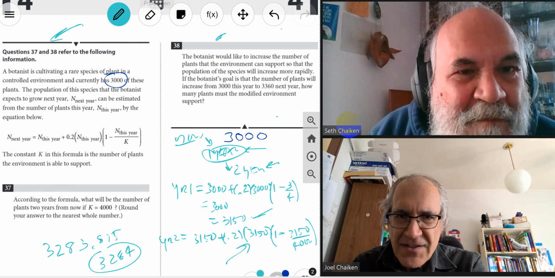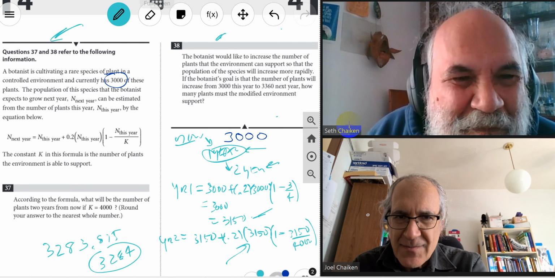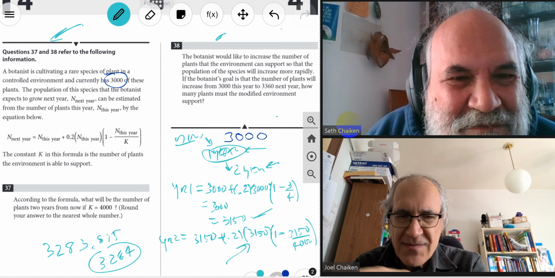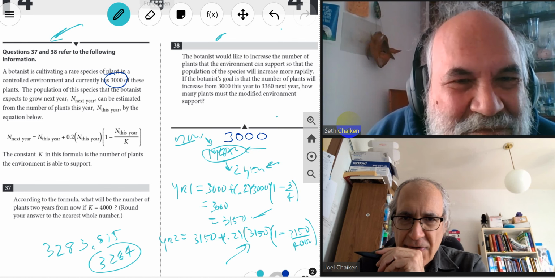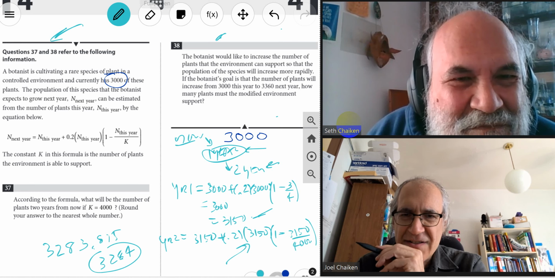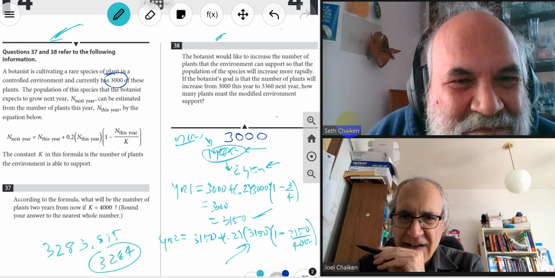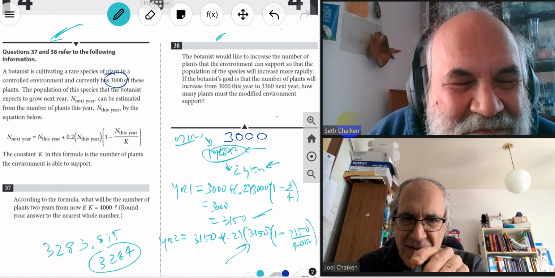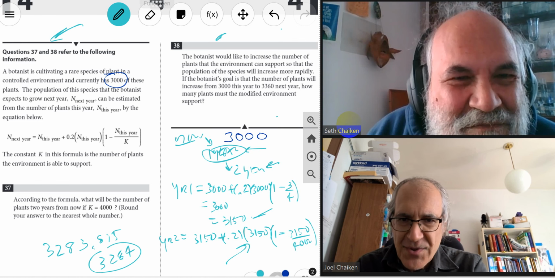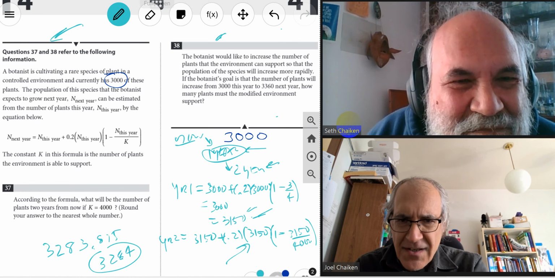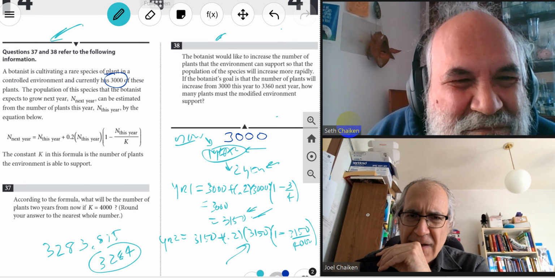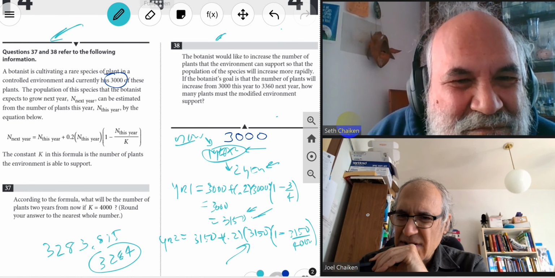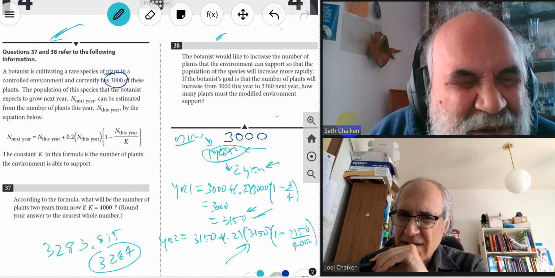The botanist would like to increase the number of plants that the environment can support so that the population of the species will increase more rapidly. If the botanist's goal is that the number of plants will increase from 3,000 to 3,360 next year, how many plants must the modified environment support? What? I don't quite understand. Okay.